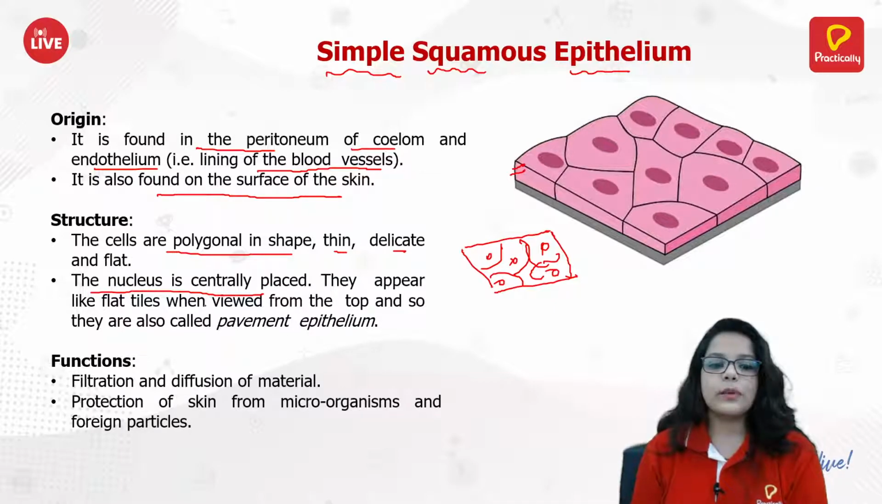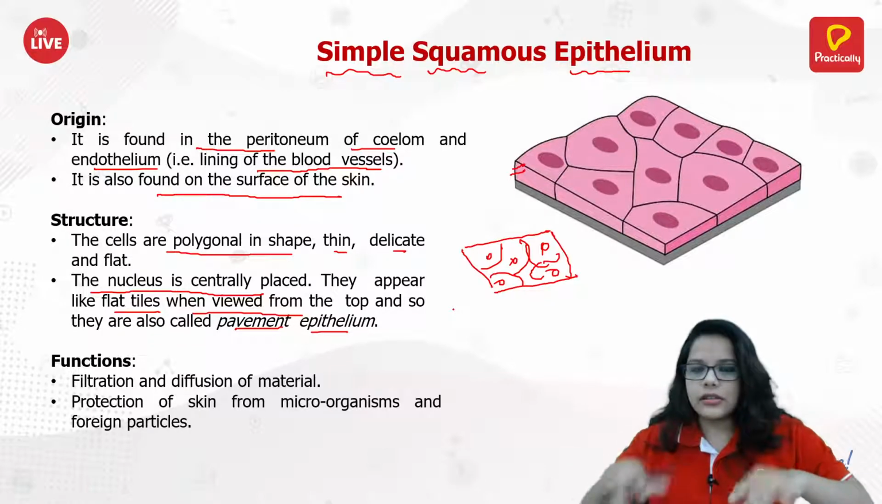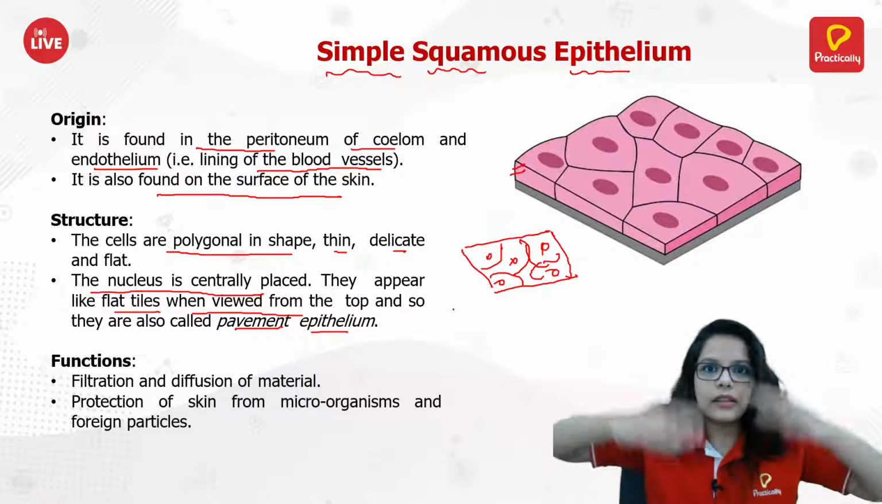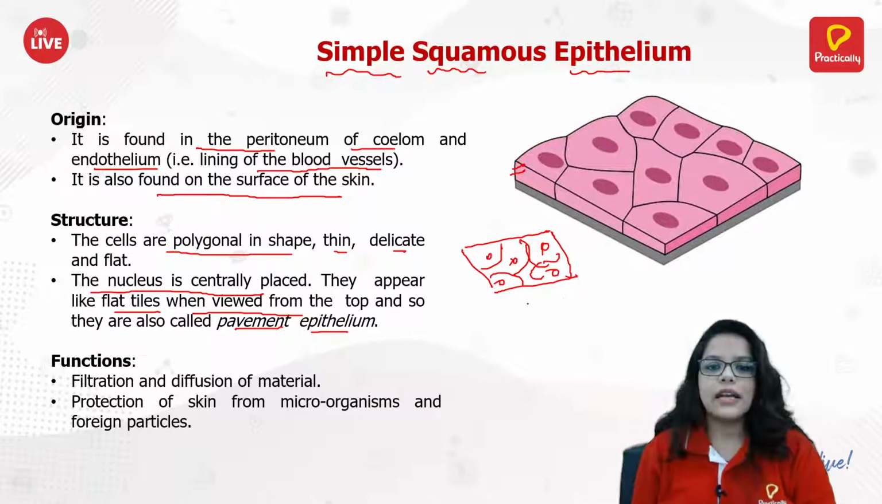They appear like flat tiles when viewed from the top, so they are called pavement epithelium. As I said, they are just flat. Like tiles, there is no thin layer or thick layer over it. It just looks like tiles, and the nucleus is placed in the middle.